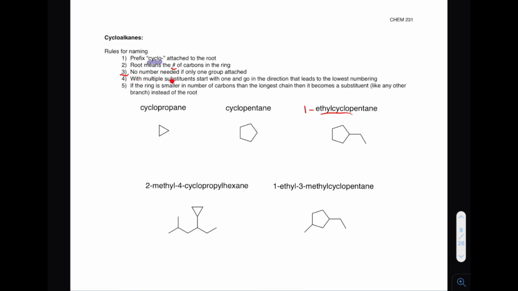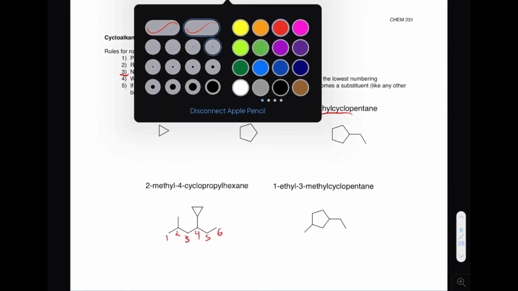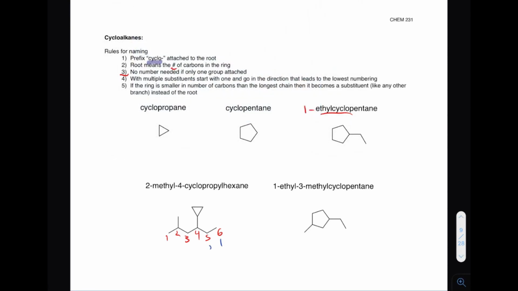So if there are multiple substituents, start with one and go in the direction that leads to the lowest numbering, right? So looking at the example down here, the name's already given to us, but if we weren't sure how to name it, we would ask which direction we start from. We would start from the left, because it gets us the lowest numbering right off. See, 2,4: 2-methyl-4-cyclopropyl. If we numbered it the other way, 1, 2, 3, 4, 5, 6, 3 and 5 would be our substituents rather than 2 and 4, so that's an overall bigger number.